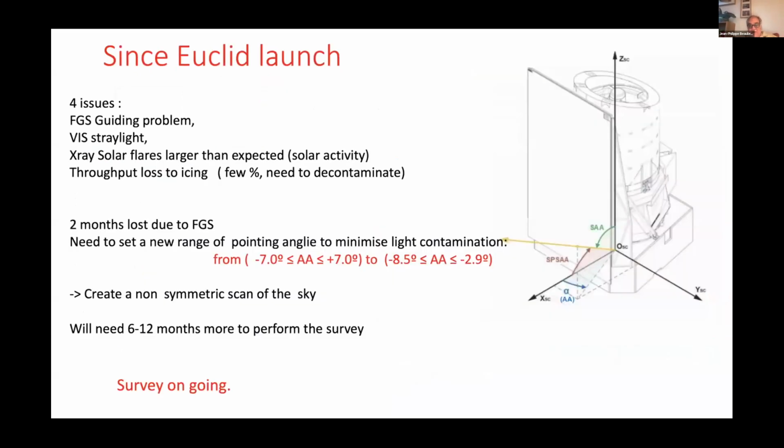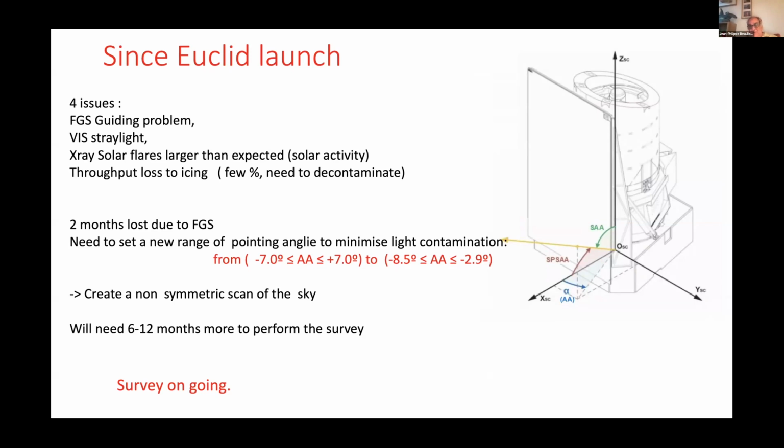Since Euclid launch, there have been some issues. So let's just recap them so that you will know where we are. Shortly after launch, there was a problem with the fine guiding sensor, which was a problem of the prime contractor. And this has been fixed. There is also some stray light coming into the VIS instrument. It is basically light reflections from one of the thrusters, and then the light finds its way into the instrument. This has been mitigated by changing the observing strategy of the telescope.